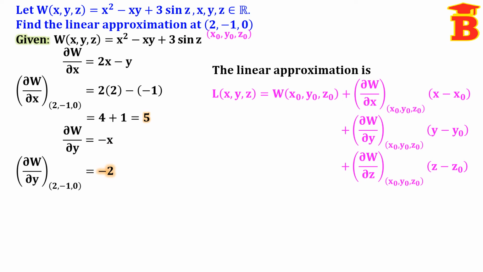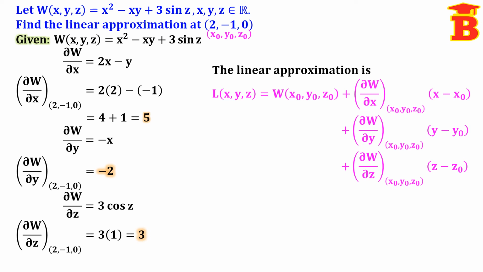Next we have to find dou w by dou z. See the z term only. That is sin z. Differentiating that, sin z differentiation is cos z. So we get 3 into cos z. Substituting the point, here z value 0. So when we put z equal to 0, cos 0 is 1. So 3 into 1, that is equal to 3.